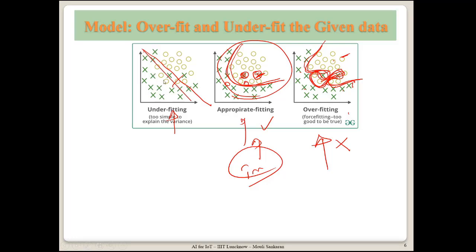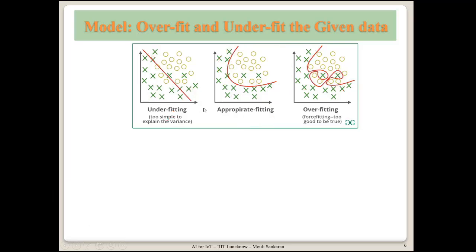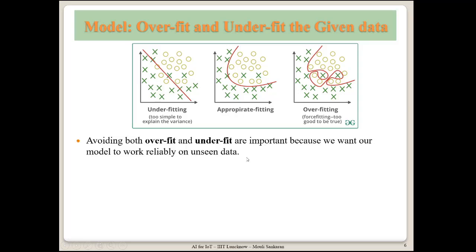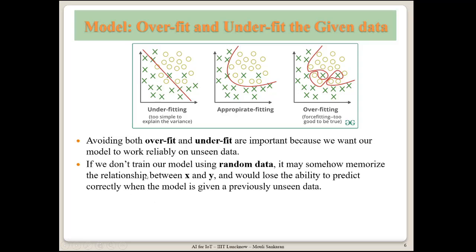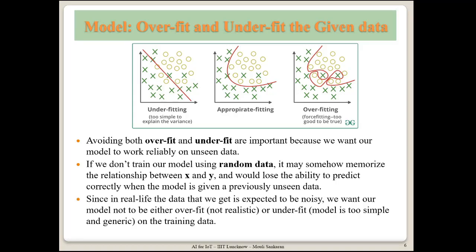Here it is too approximate, it's like a useless model. It is very easy to construct, but it's useless. This is very complex to construct, but it is also not good. We want something in between. This is the appropriate fitting of the model. So avoid both overfit and underfit. If we don't train our model using random data, it may somehow memorize the relationship and lose the ability to predict correctly. That's what I'm saying: in a real life scenario it is going to be noisy, so you need to take care of naturally predicting the output, so that if you give unseen data, it will be able to predict it properly.